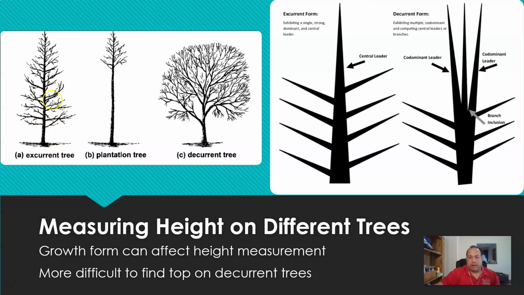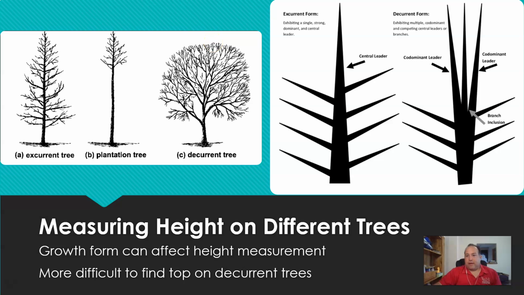So an excurrent tree has a single strong dominant leader. Remember our definition of tree height: from the ground to the tallest living point on the tree. With an excurrent form, it's very obvious, and to make sure I don't confuse excurrent and decurrent, I think of the idea of X marks the spot. It's very obvious on an excurrent tree where you should be shooting, whereas on a decurrent tree it may not be as obvious. Like, do I shoot right here or right here or right there?